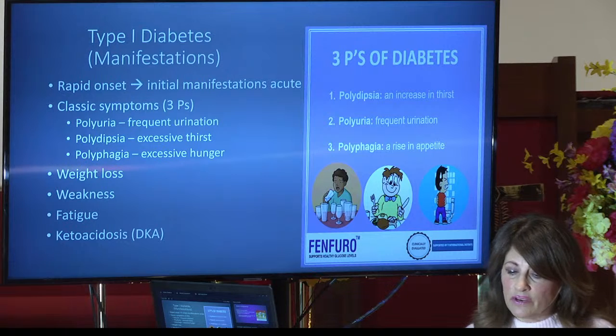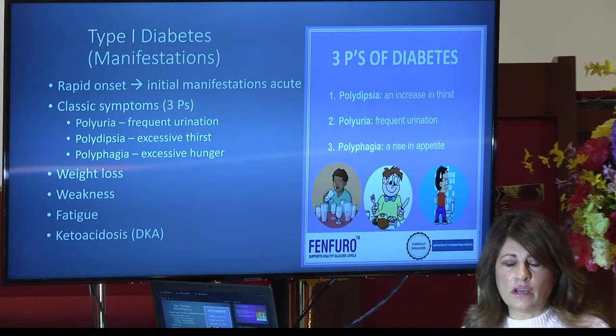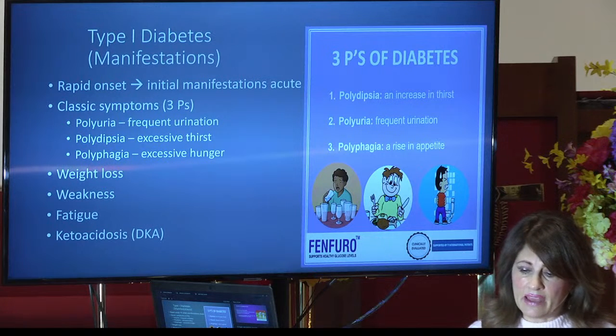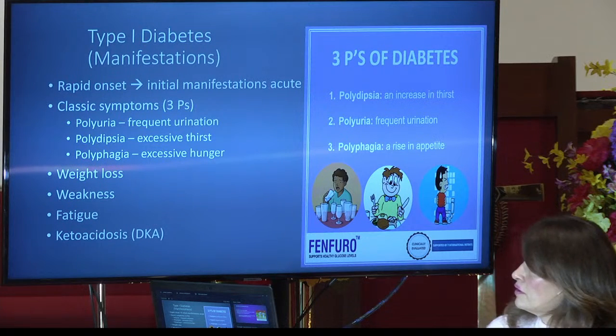At the average time a person is diagnosed with diabetes type 1, they may have had this for a while, but it's usually a very sudden onset when it finally comes on. You can go to the next.